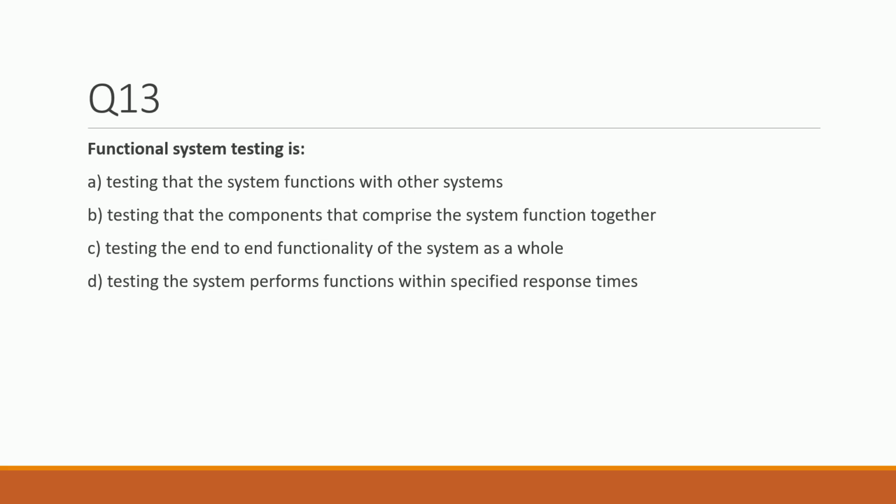So question 13 is functional system testing is the testing that system functions with other systems, testing that the components that comprise the system function together, testing the end-to-end functionality of the system as a whole, testing the system performs functions within the specified response times. So the answer is C, testing the end-to-end functionality of the system as a whole.